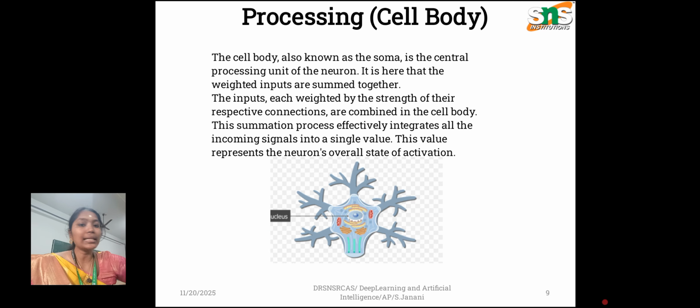Next we are going to see the second part, processing, which is the cell body, also known as the soma. It is the central processing unit of the neuron, located in the center. Here the weighted inputs are summed together. The inputs are each weighted by the strength of their connections. So this produces a single value. The incoming signals are passed into the single value. The inputs coming from the other neurons are collected and sent to the soma. So this value represents the neuron's overall state of activation.